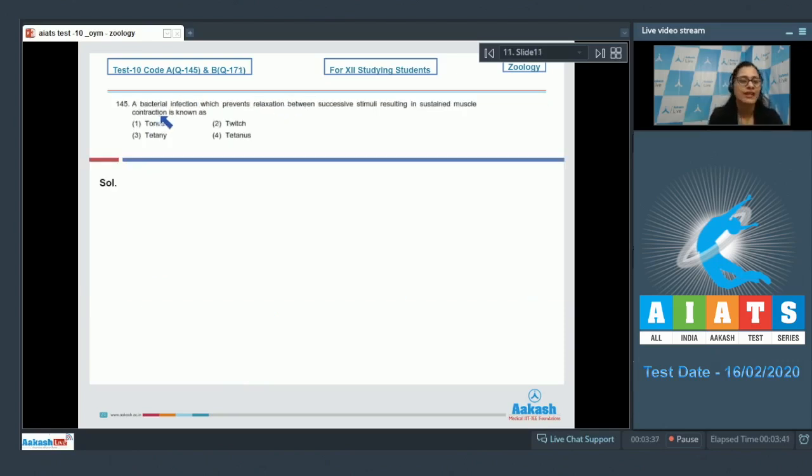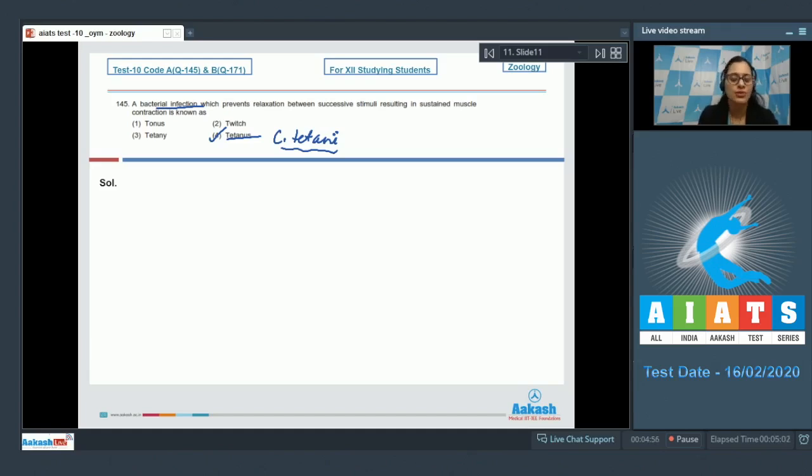Question number 145. A bacterial infection which prevents relaxation between successive stimuli resulting in sustained muscle contraction is known as, and the options given are tonus, twitch, tetany, tetanus. And the correct answer to this question is option number 4. Tetanus is a bacterial infection caused by Clostridium tetani, which affects the nervous system, leading to painful sustained contractions, particularly of jaw and neck muscles.